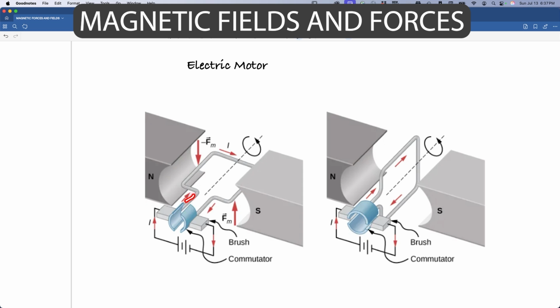But since the current flowing through those two sides are in opposite directions, the force acting will also be opposite, as you can see. That creates a torque, which makes it rotate.